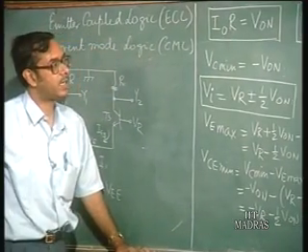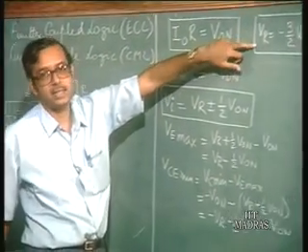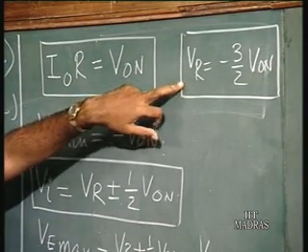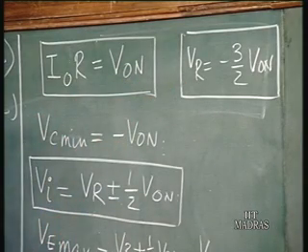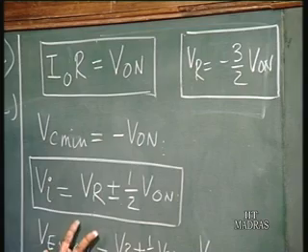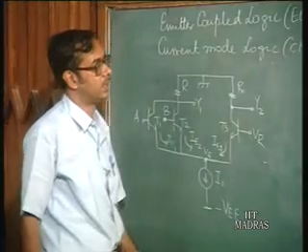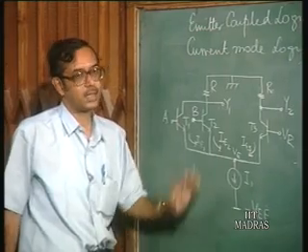Of course, it is very clear now that if Vr is minus 3/2 V on, the input voltage variation is how much? Minus V on to minus twice V on. All right, so these are the design principles.